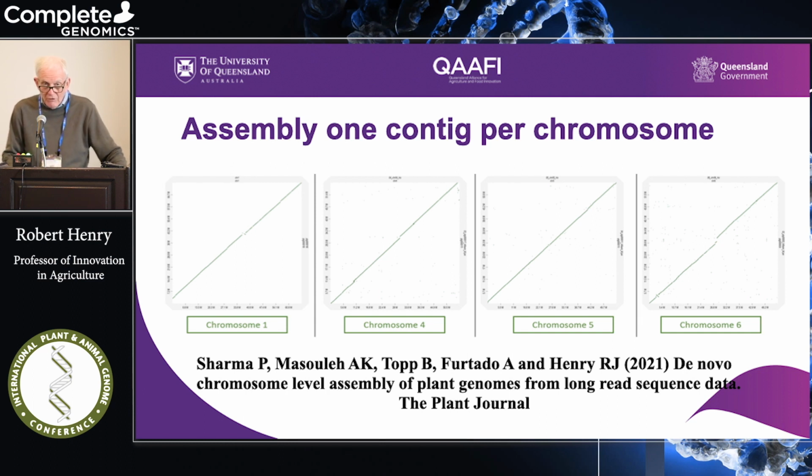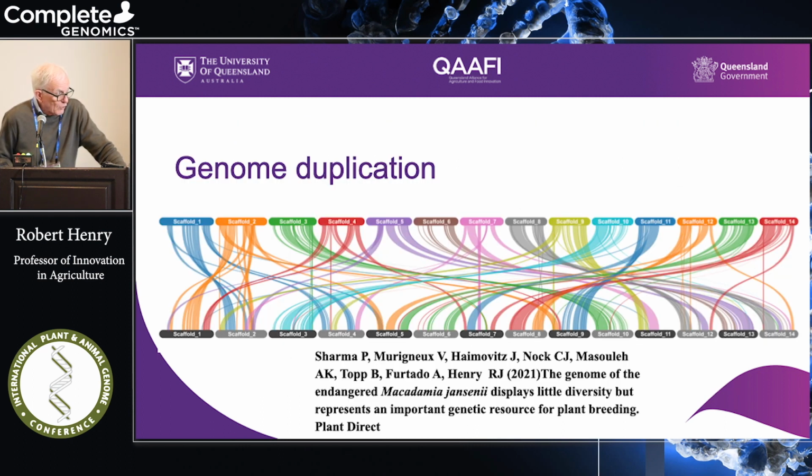So we no longer have fragmented genomes, we have highly accurate genomes. And it tells us a lot more about it. In the case of macadamia, we now know that about 20 or 30% of the genes are actually duplicated on another chromosome, and that's shown here.